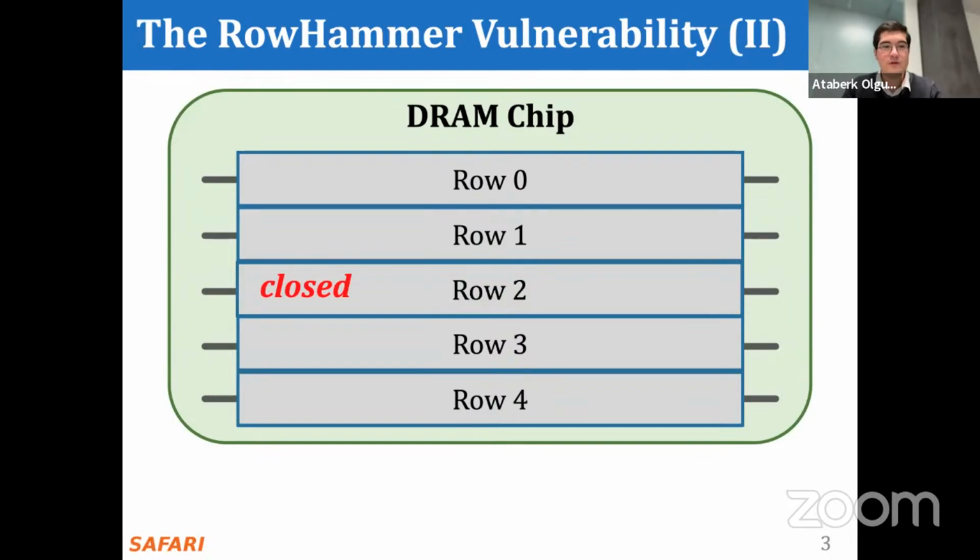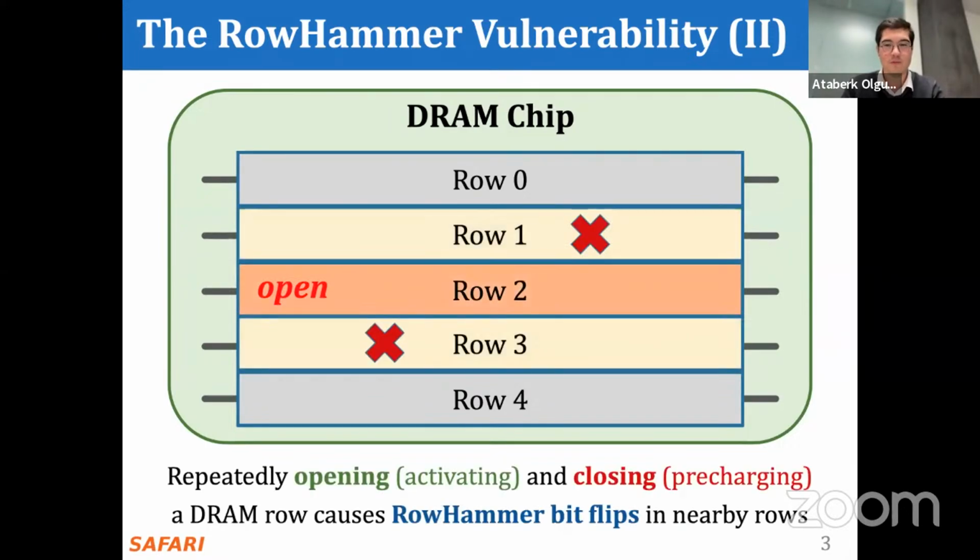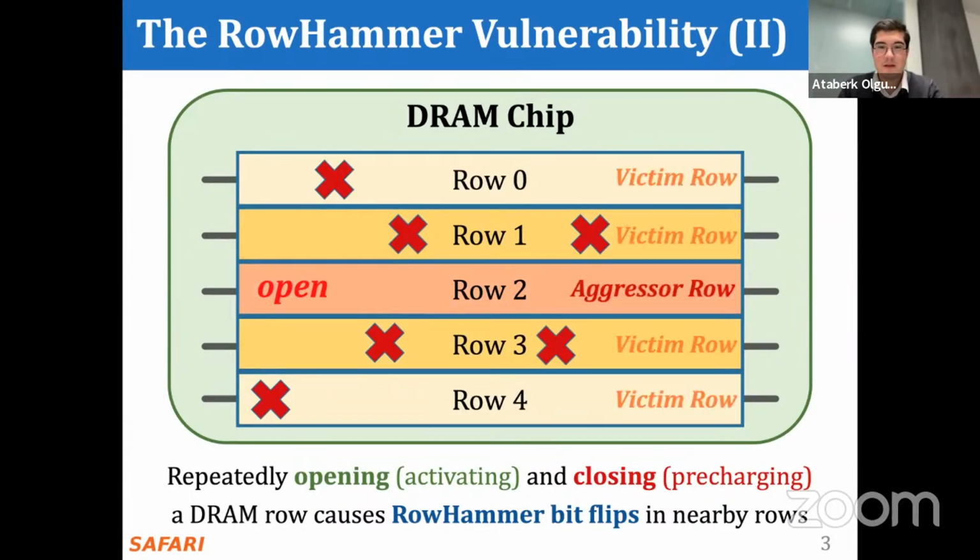If you do this operation frequently, opening and closing the rows, due to an increase in cell-to-cell interference, this will result in bit flips in neighboring rows. Continuing to access this same row will induce even more failures in even more nearby rows. This phenomenon is known as RowHammer. We refer to this rapidly activated row as the aggressor row, and the rows where we observe the bit flips as victim rows.